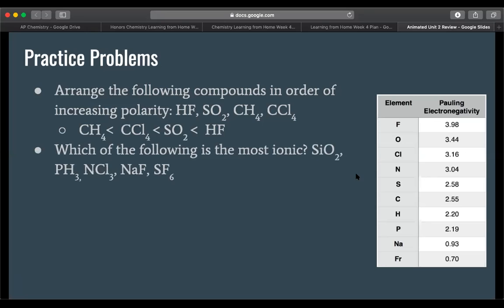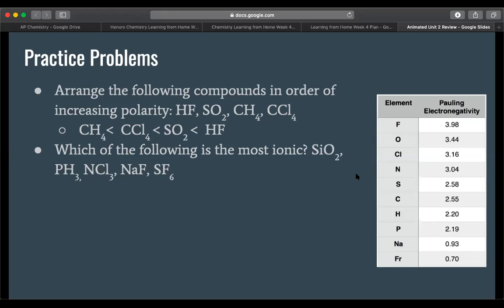So, looking at this list, who is going to be the most ionic? The sulfur fluoride. Wait, I have a question. Yes. I don't understand what the question is asking me. Which of those is the most ionic, right? So ionic meaning that you've got the largest difference in electronegativity. Okay, yes. NaF, right? Yes, NaF.